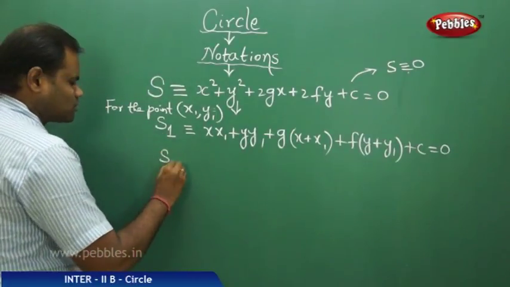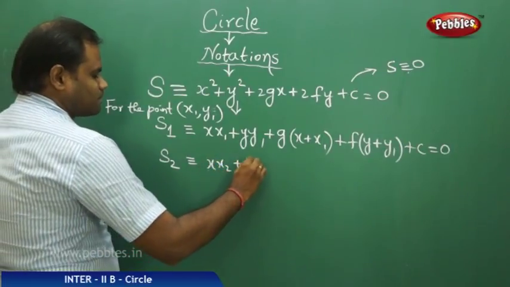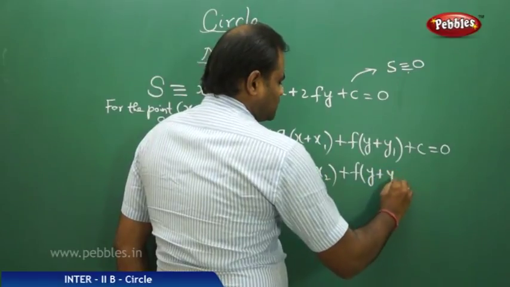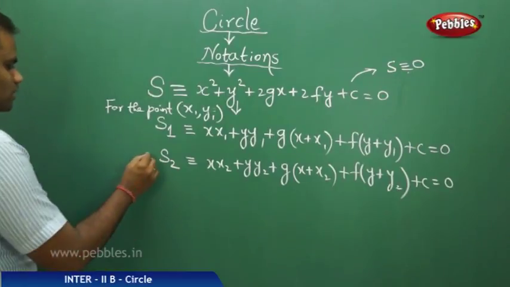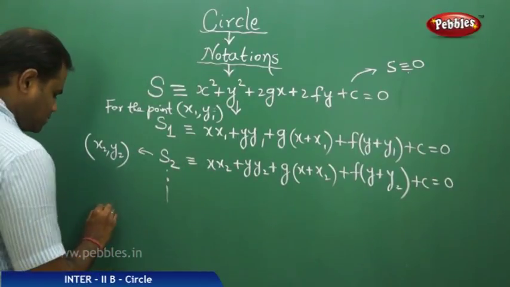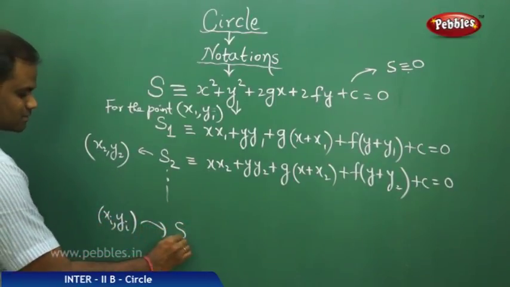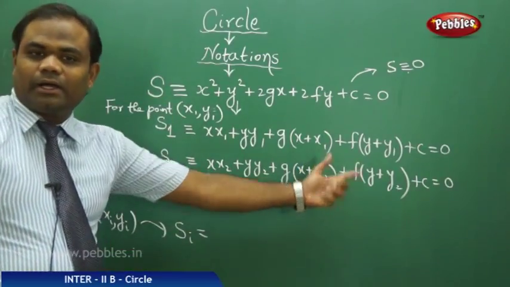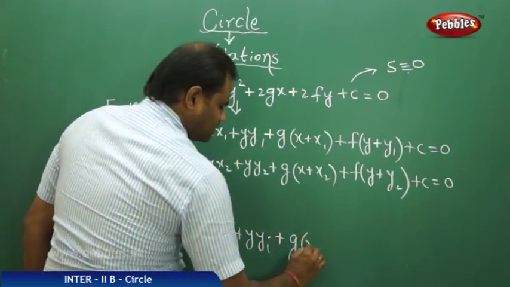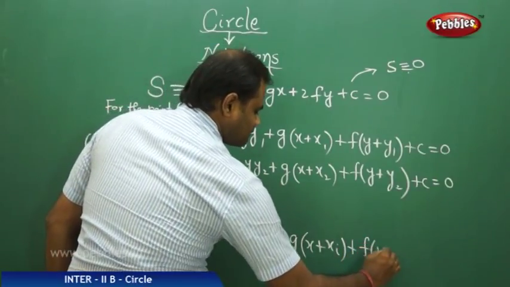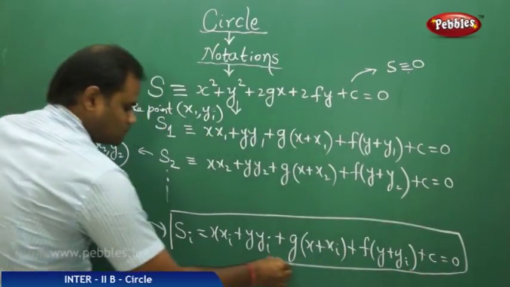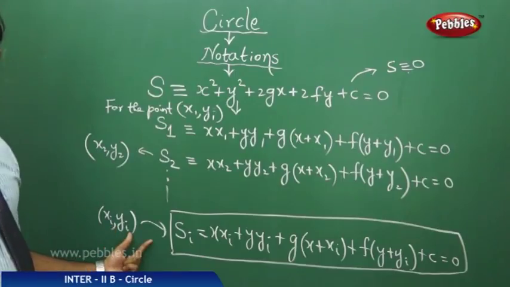Say for example, if I wanted to find S2, then in this case I have x2 squared plus y2 squared plus g times (x plus x2) plus f times (y plus y2) plus c equal to 0. This is for the corresponding point x2 comma y2 through which I have S2. Therefore, if I have a general point xi, yi, then my Si would simply be x xi plus y yi plus g times (x plus xi) plus f times (y plus yi) plus c equal to 0. This is how we represent it for the point xi, yi.